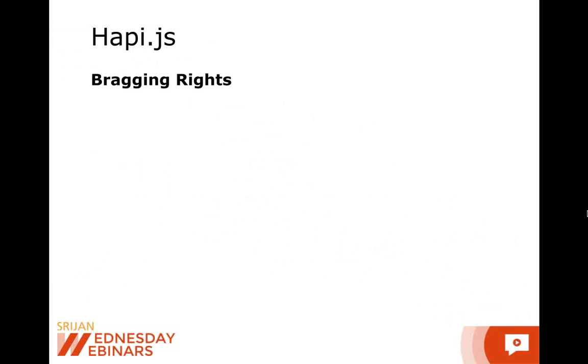So what are the bragging rights of Hapi as compared to, I guess, Express or any other web framework? The biggest thing according to me is they have 100% code coverage. Now 100% code coverage might seem like an unnecessary thing at first, but according to Eran Hammer, who was the creator of Hapi, they got one major bug for every percentage gained in code coverage from 80 to 100.